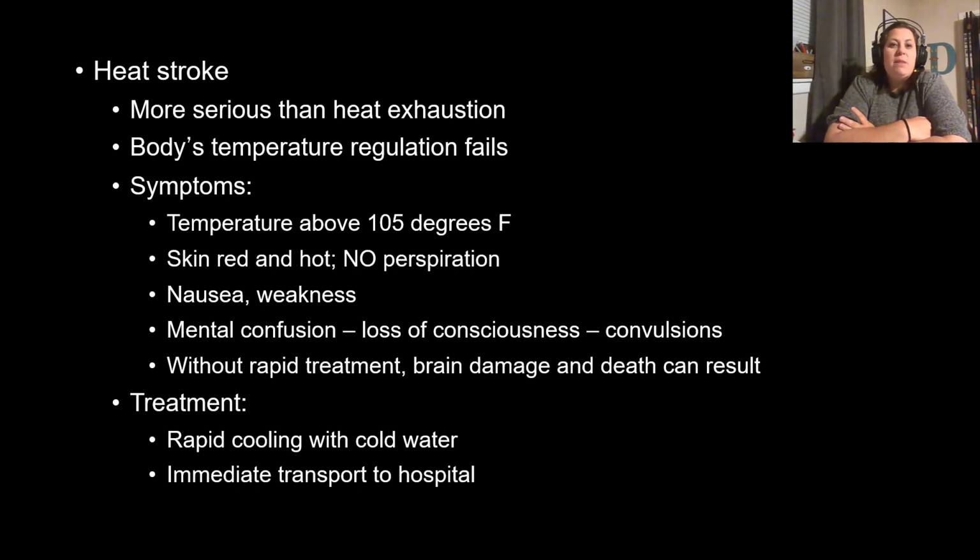On the other hand, with heat stroke, this is actually more serious than heat exhaustion. This is when the body temperature regulation fails. The body's not doing what it's supposed to do to help cool you off. This is when your temperature gets above 105 degrees Fahrenheit. The skin appears red and hot, but there's no sweating taking place. Again, they'll develop nausea and weakness, but they'll also start to have mental confusion, loss of consciousness, and they could start seizing and have convulsions.